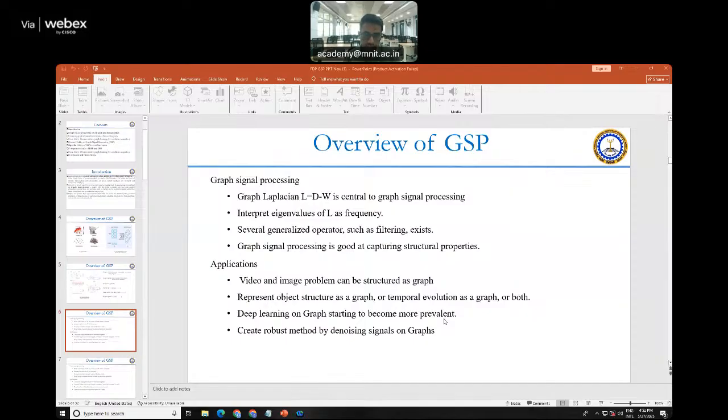So now coming to the operation on the graph signal processing. Graph Laplacian, we will define some terms.